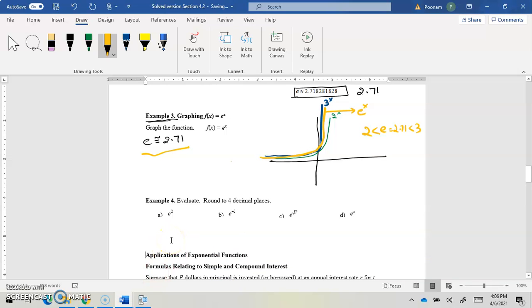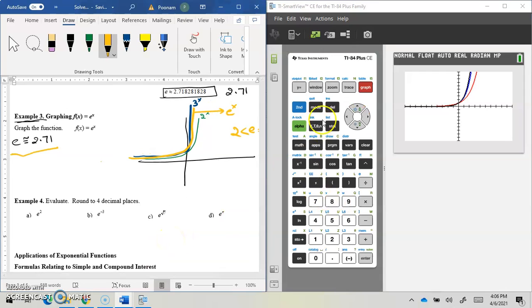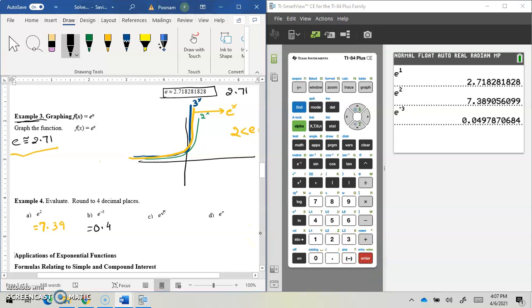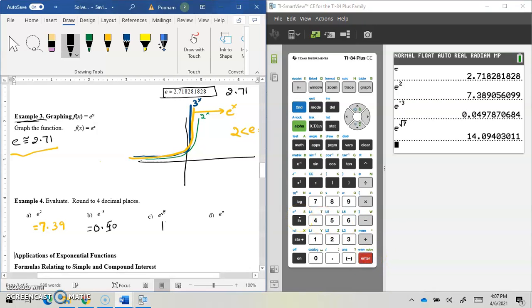You should know how to evaluate e's values, e's power values. You can simply use the calculator. For example, number 4, e square. We just found e square, so that is 7.39 approximately. If we have to find e raised to power negative 3, we are going to say second natural log. That's going to get you e raised to power negative 3. We have 0.05, rounding off. We can say second e, second square root of 7. That will be 14.09.